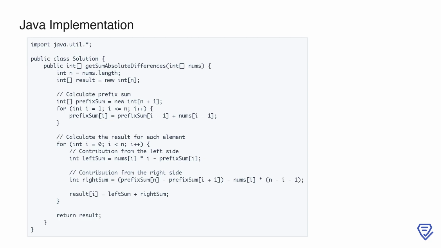This is the Java implementation of LeetCode problem number 1685, sum of absolute differences in a sorted array. The code mirrors the Python logic, converting it into Java style with explicit type declarations and Java-specific constructs. It calculates prefix sums to optimize the computation of absolute differences and constructs the result array efficiently. The class is complete with all necessary methods and imports.